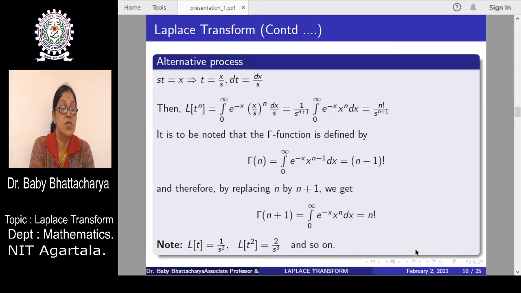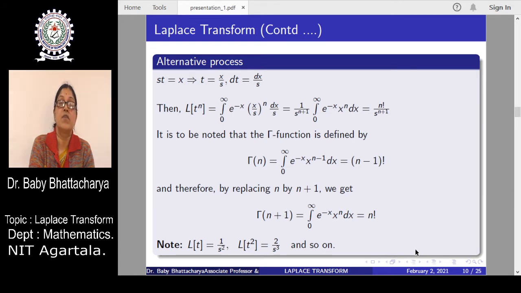That is equal to n factorial, and using this result we have the Laplace transformation of t to the power n is equal to n factorial by s to the power n plus 1. So by considering both approaches, we get that the Laplace transformation of t to the power n is equal to n factorial by s to the power n plus 1.